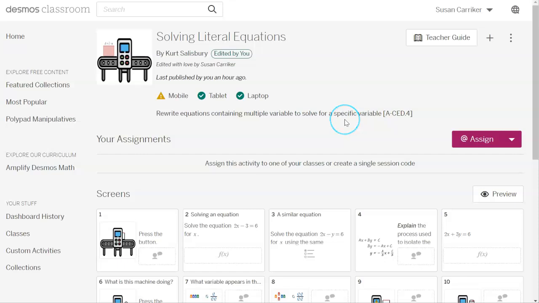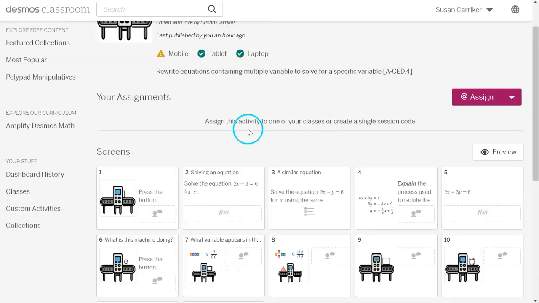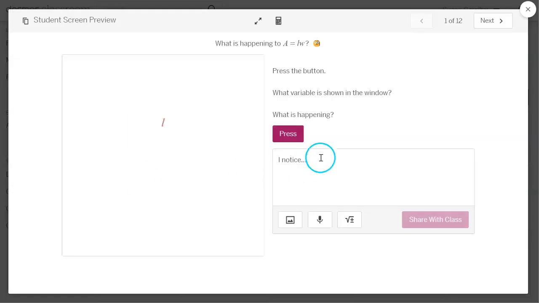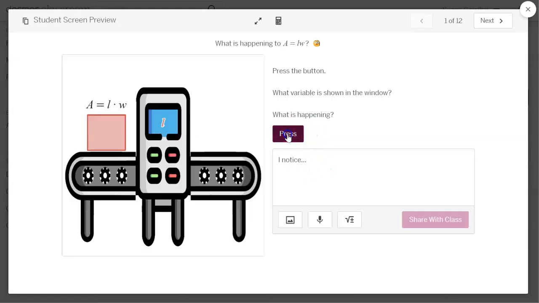This is the Solving Literal Equations activity. You may have seen it before by Kurt Salisbury. It's fantastic. I have added a little and tweaked it slightly, but it's mostly the same. So let's take a look at the first screen. The students will press this button and then describe what the machine is doing to this formula.